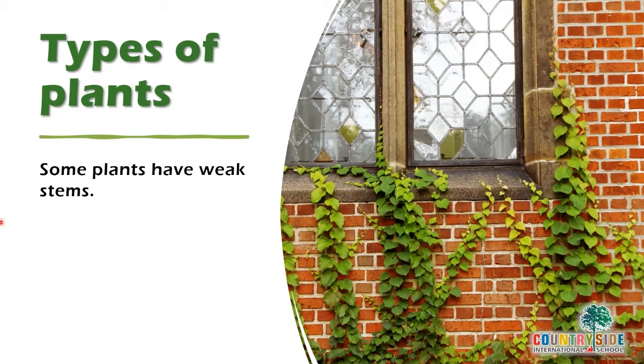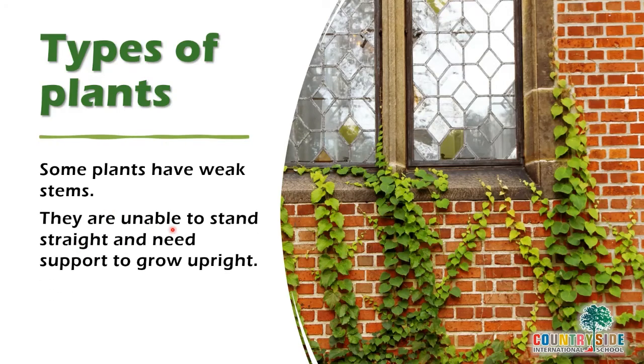Some plants have weak stems. Now there are some plants which have very weak stems. Herbs have soft stem, but there are some plants which have very weak stem. They are unable to stand straight. Can you see in the picture? They cannot stand straight. They fall down and need support to grow upright. Now, if you want them to grow upright, they need support.